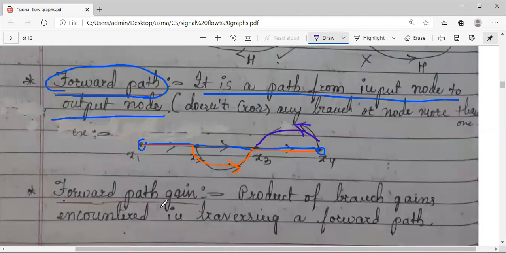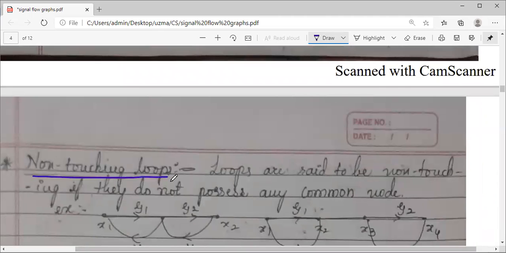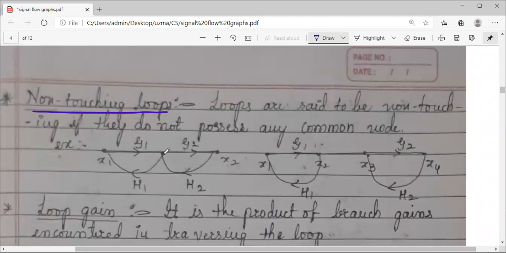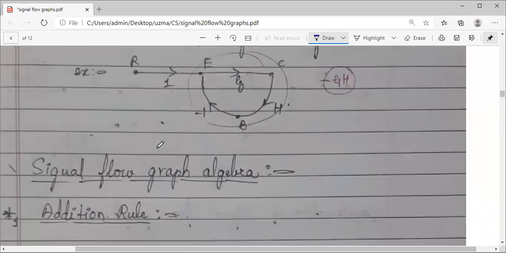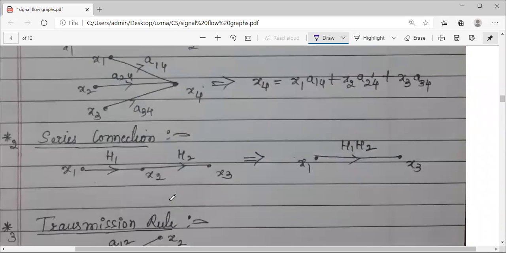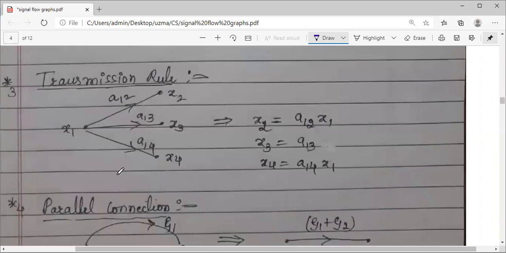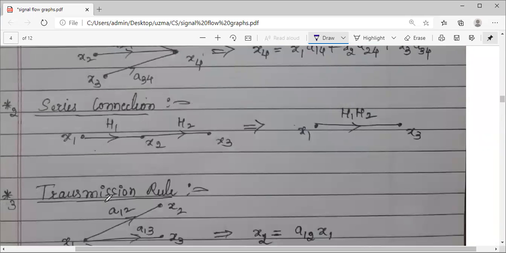Then we have seen what is forward path gain, what are non-touching loops, very important. They should not have any common node in between. Okay, these two are touching loops, these two are non-touching loops. Then what is a loop gain? We have seen about this, and some signal flow graph algebra also we have covered. Hope you remember all these: series connection, parallel connection, what is the addition rule, then what is the transmission rule.